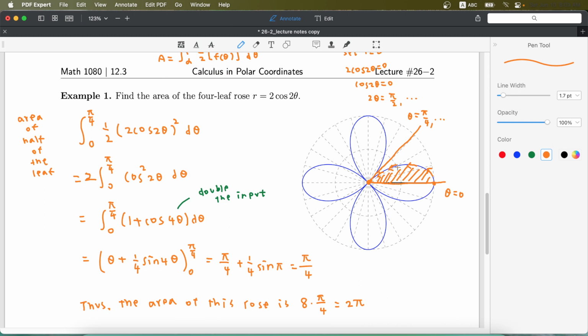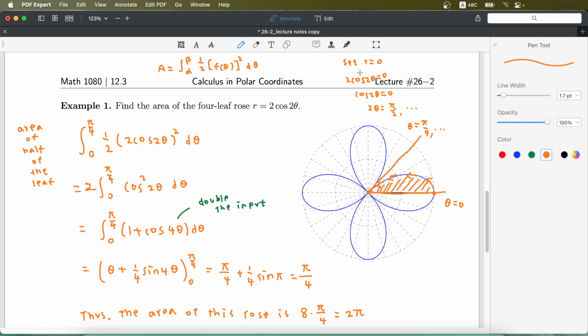Okay, and to find the bounds for this half of the leaf, we notice that right here we start from theta equals 0. Okay, and we want to find out when the curve will go back to the origin. So right here we set r to be 0 to find the angle. So right here your region is bounded by theta equals 0 and theta equals pi over 4. Okay?